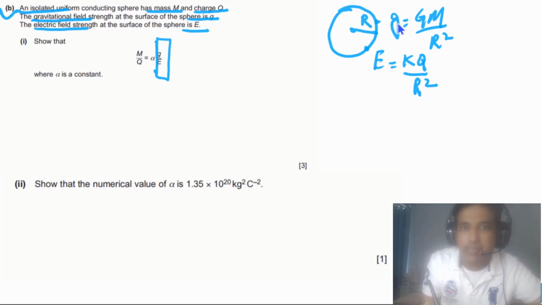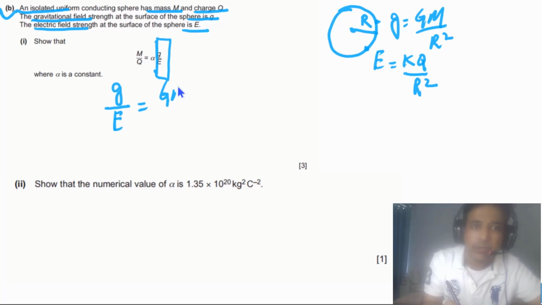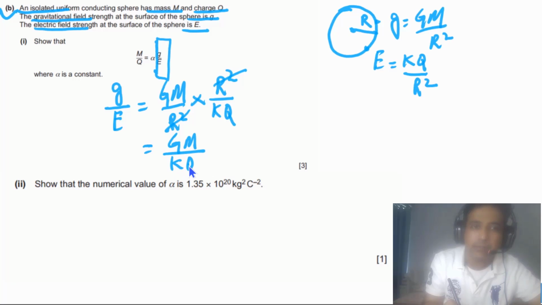So it simply means that I will divide g by E, because I can see in the equation g divided by E. First of all, I will write down here g divided by E, and g is equal to G capital M divided by R squared. E is divided, so here we will have R squared divided by K times Q. From here R squared cancels with R squared, so we are left with G capital M divided by K times Q. But we need to show that M over Q is equal to alpha times g over E.